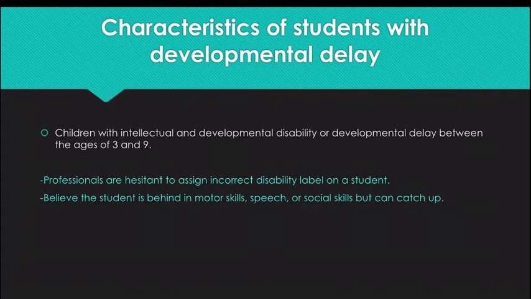It also stated that professionals are hesitant to assign incorrect disability labels on students. So, labeling that they're just having a developmental delay is kind of a barrier between actually assigning a disability to a student. They just believe that the student is behind in motor skills or their speech or social skills, and that they have the ability to catch up. You'll assign just developmental delay instead of doing further investigation on other problems that you could assign to the student.